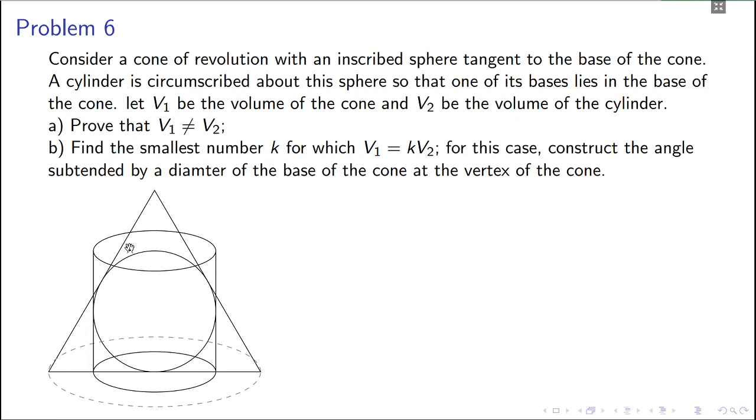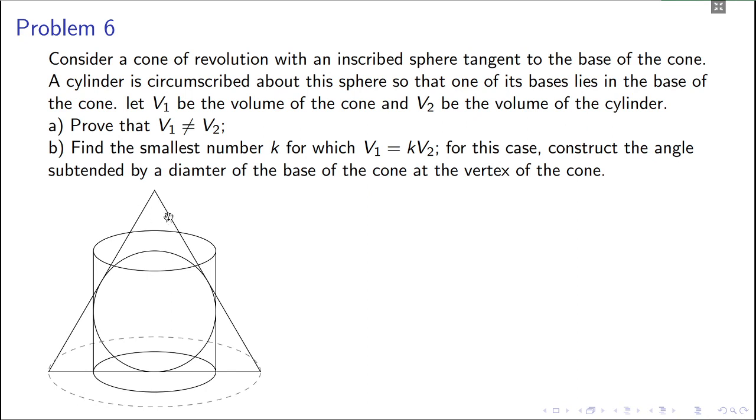It says V1 be the volume of the cone, V2 be the volume of the cylinder. Then prove that V1 is not equal to V2, and find the smallest k for which V1 equals k times V2. And in this case, construct the angle obtained by the diameter of the base of the cone at the vertex of the cone, from the base of the cone to the vertex of the cone. So basically, you have to construct this angle.